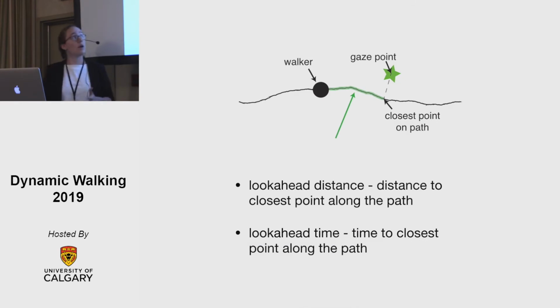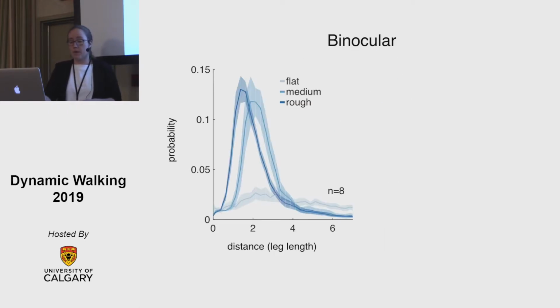These two measures are look-ahead distance and look-ahead time. At every instant in time, we find the closest point on the path to the gaze point at that time. Then we can measure the distance from the walker to that point in space, as well as how long it will take them to get there along the path. So following that procedure, at every point in the recording, we get distributions of look-ahead distance, as well as distributions of look-ahead time.